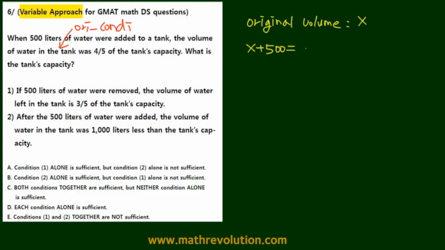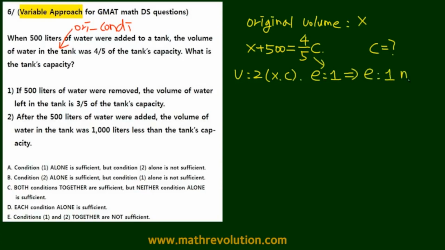X plus 500 is equal to 4 over 5c. And what we want to know is the value of c. There are, right now, two variables, x and c. And we already have one equation here. So what we need is one more equation. And in condition 1, that gives us an equation. Condition 2 gives us another equation. This makes it likely that D is going to be our answer. Let's see how this works.